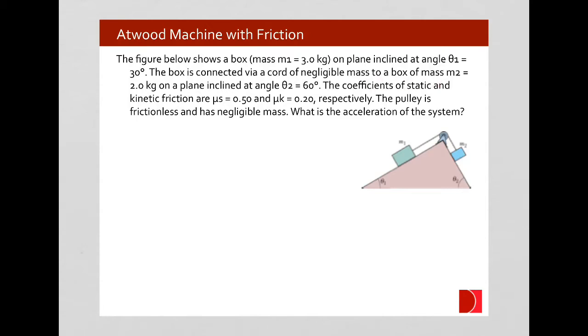We're given the coefficients of friction, and we're told the pulley is frictionless and negligible mass, meaning that it is only serving to redirect the direction of the tension force. It's not actually contributing to the system. We want to find the acceleration of the system. So we want to find how fast the system is going to move one way or the other.